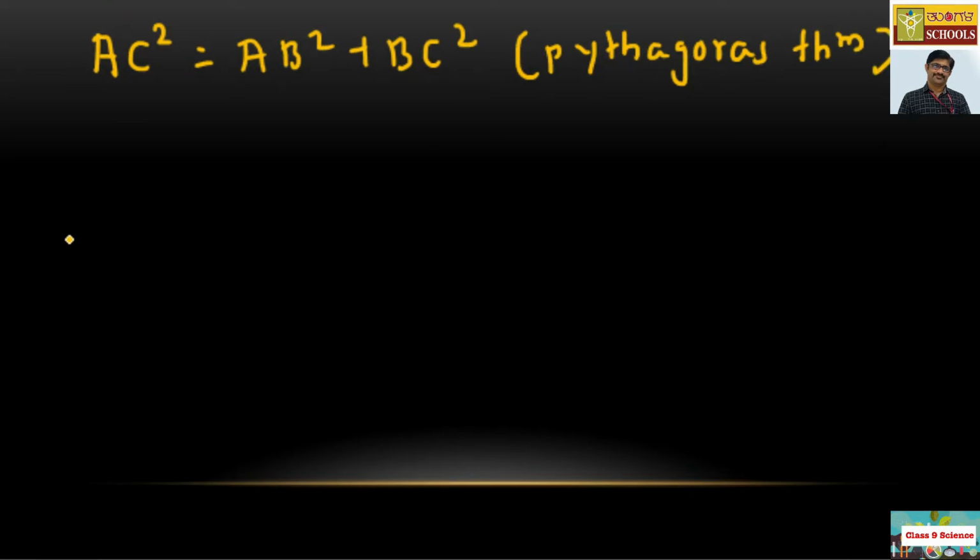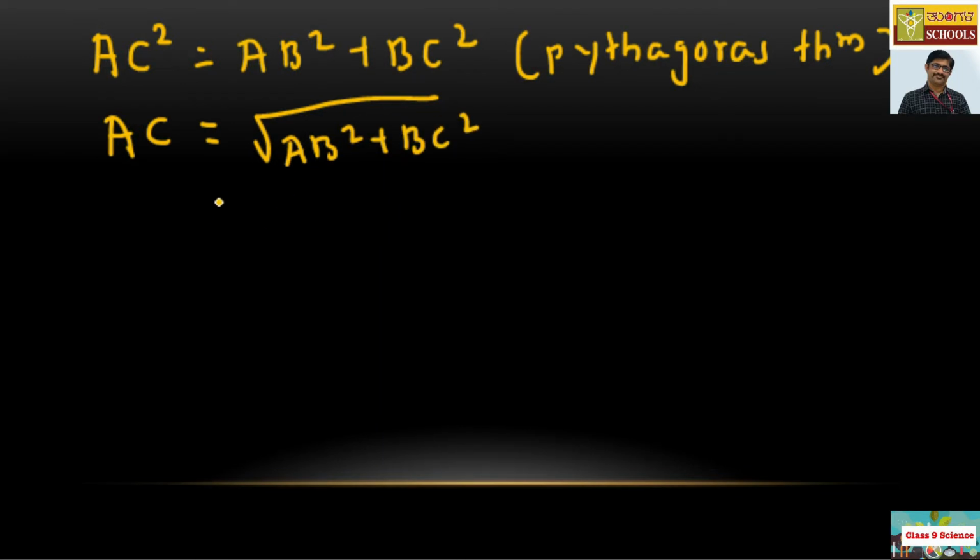So according to the Pythagoras theorem, AC has to be the least distance, and hence that is considered as the displacement of the person. It can be written as AC is equal to the square root of AB square plus BC square. We already know the values of AB and BC, so you can add here: 3 km square plus 4 km square.